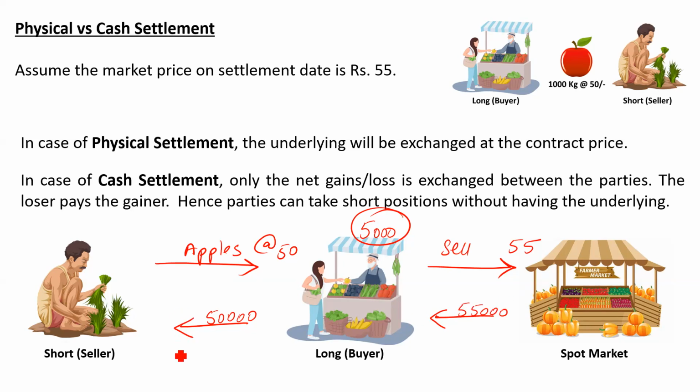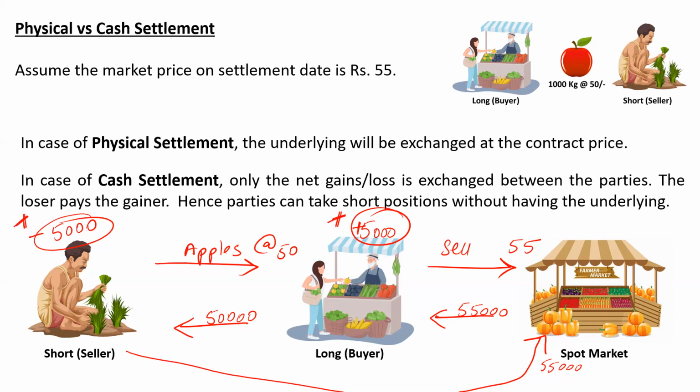If this contract did not exist, the farmer could have directly gone to the spot market and sold the apples at 55,000. But because that is not happening, he is losing 5,000. In cash settlement, this is going to be the net result, where the long gains 5,000 and the short loses 5,000 under the contract. So the short is paying only 5,000 to the long and the transaction is settled.